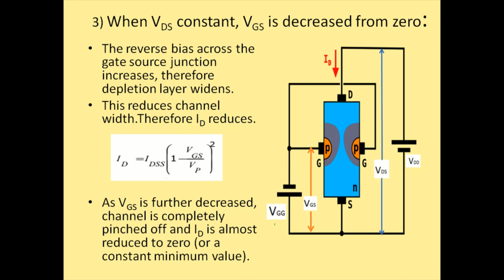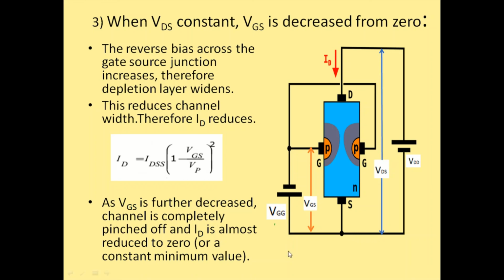Here VGS is the gate to source voltage, VP is the pinch off voltage, and IDSS is the drain to source saturation current. Now, as we further keep on increasing VGS, a particular value is reached wherein the depletion region would have reached its maximum. That means the channel width would have reduced to its minimum. So minimum that the two depletion layers look like they are almost touching each other, but actually they are not touching. So the channel width is almost reduced to 0, but not exactly 0. Or in other words, the channel width is at its minimum.